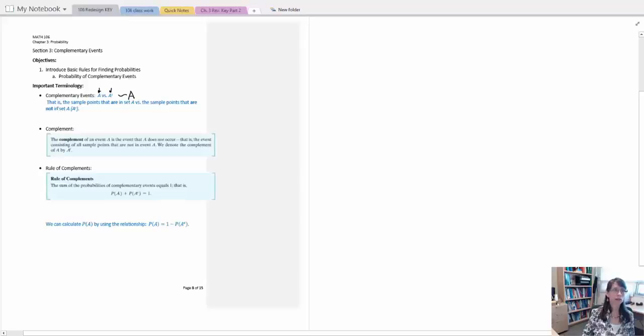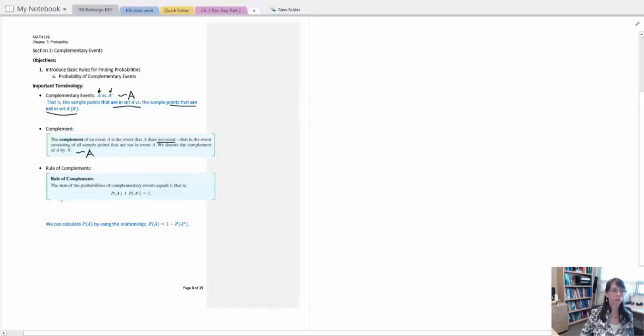Complement is another way of saying that the sample points are in set A versus the sample points are not in set A. The complement of an event A is the event that A does not occur. We denote the complement of A by A complement, or as I stated earlier, tilde A.